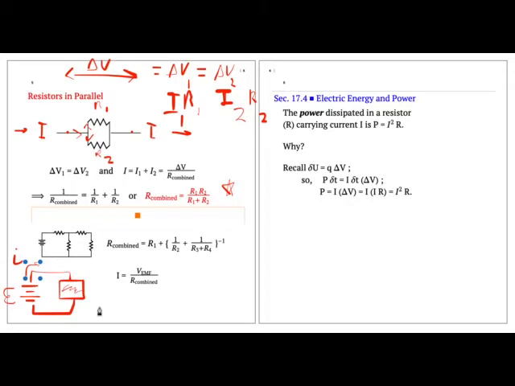And I is E over R combined. Combining 4 resistors. We combine those 4 resistors into one effective resistance.